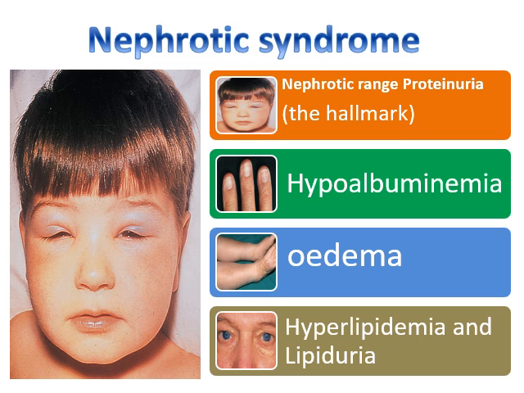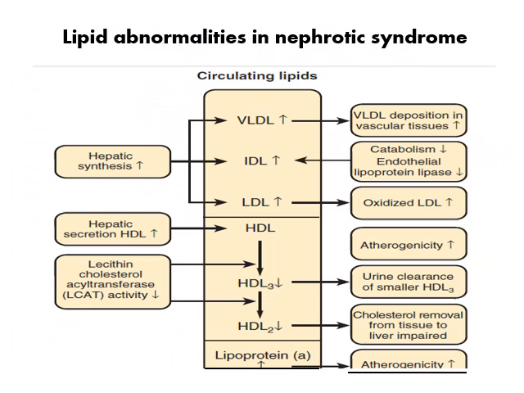Regarding hyperlipidemia and lipiduria, what happens in nephrotic syndrome is that as a compensation for the urinary losses of protein, the liver increases its hepatic synthesis of lipoproteins including VLDL, IDL, and LDL, which will lead to hyperlipidemia and other metabolic consequences.